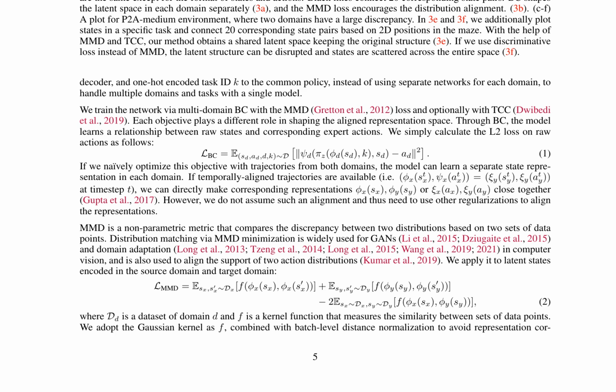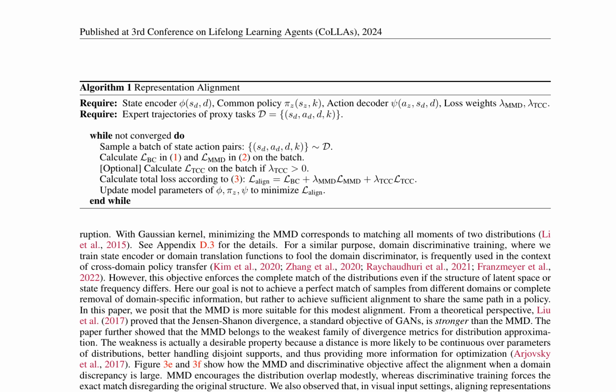BC loss encourages the model to learn a relationship between raw states and corresponding expert actions, while MMD loss aligns the latent state distributions across domains. TCC loss is used to enforce cycle consistency between corresponding frames in the latent space, further improving the alignment.